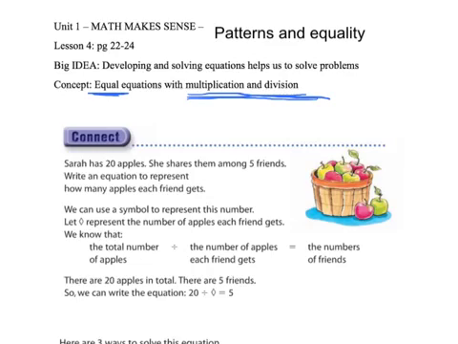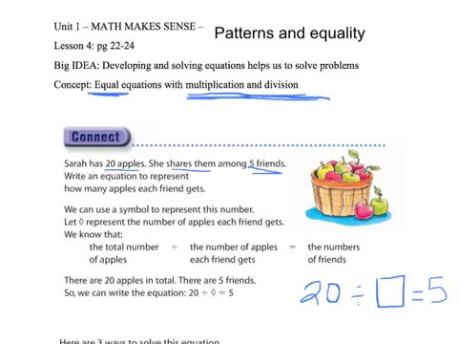Here we have Sarah, who has 20 apples. She's going to share them with 5 friends, so equally with 5 friends. What could we have as an equation for that? Well, we know she has 20 of them. She's going to divide them into groups, so it's division. We don't know how many groups, but we know that she's going to divide them so that 5 of her friends have equal groups.